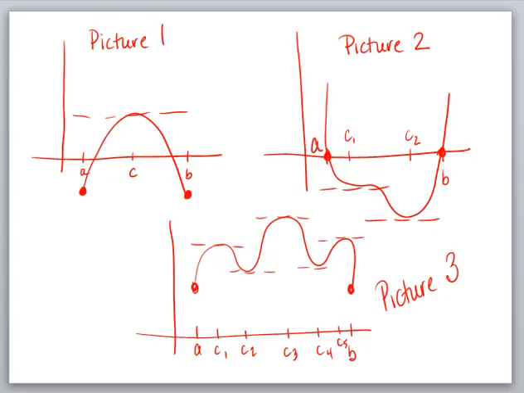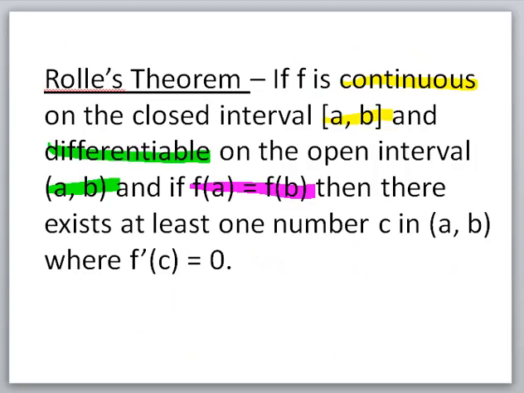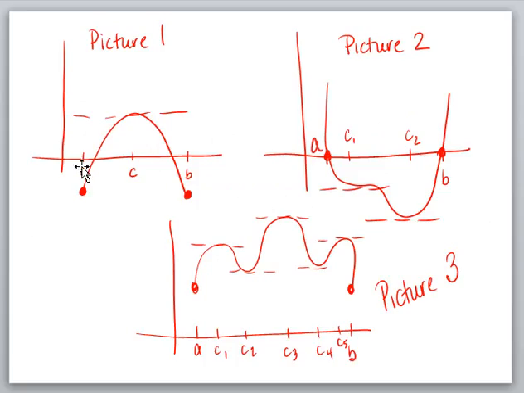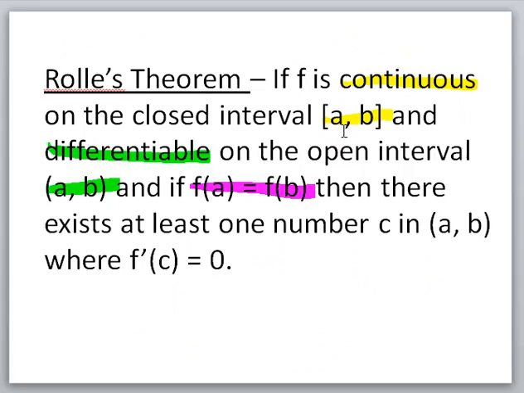So first let's test to make sure Rolle's theorem applies in each of these three pictures. The first thing we're supposed to look for is that it's continuous on the closed interval. Notice from A to B it is definitely continuous. I'm not picking up my pencil. I can draw a straight line from point A to point B. Picture 2, also continuous from A to B, and picture 3, continuous from A to B. So all those have the continuity met.